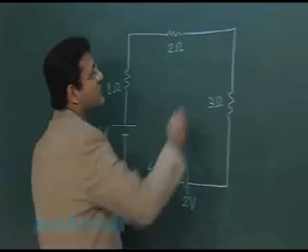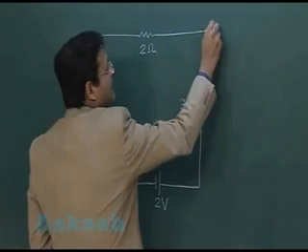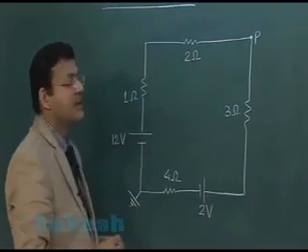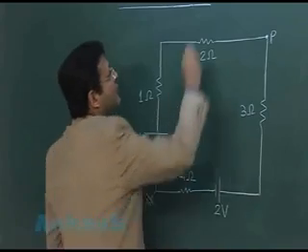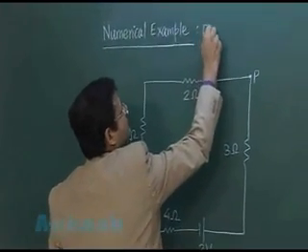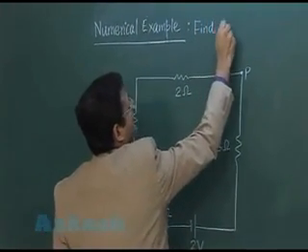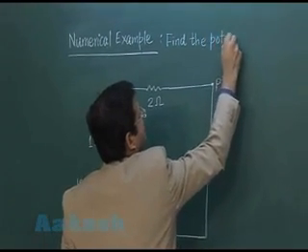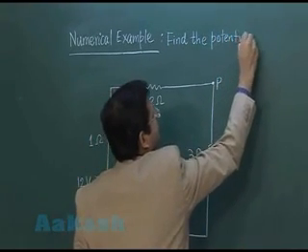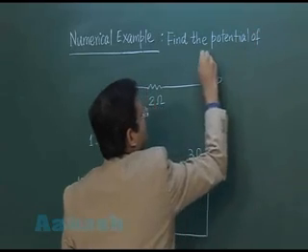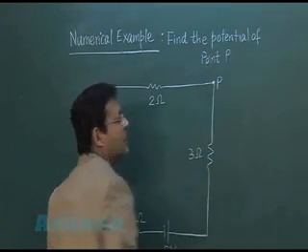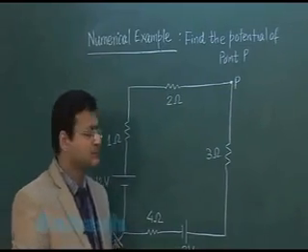And let's suppose another point P has been marked here. दूसरे opposite corner में हमने एक point P mark किया है. You have to find out the potential of P. Find the potential of point P. You have to find out the potential of point P.